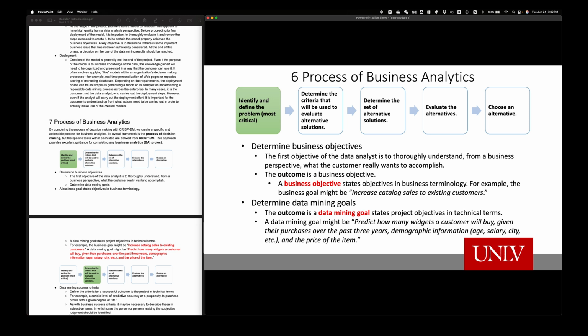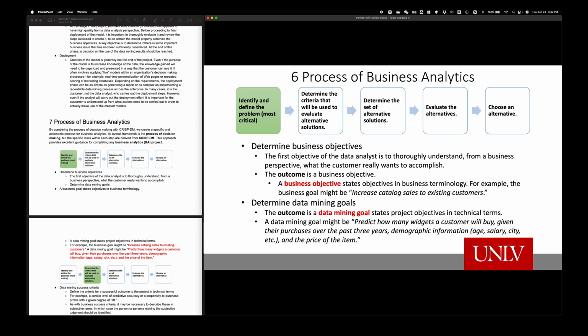Then we also need to define a data mining goal. The outcome is a data mining goal that states project objectives in technical terms. A data mining goal might be predict how many widgets a customer will buy given their purchases over the past 3 years, demographic information, and the price of the item.